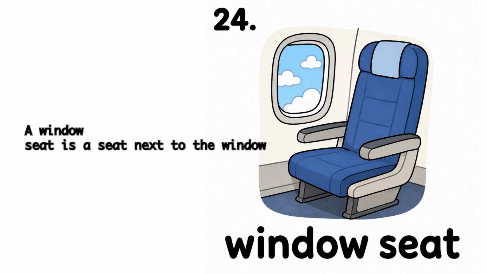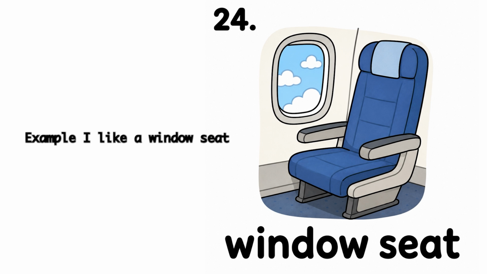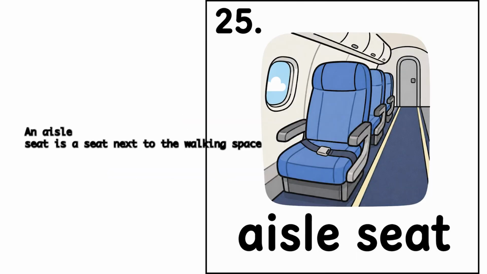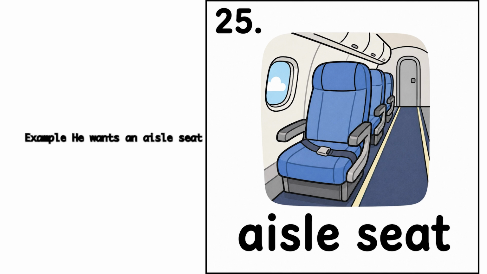Word 24. Window seat. A window seat is a seat next to the window. Example. I like a window seat. Word 25. Aisle seat. An aisle seat is a seat next to the walking space. Example. He wants an aisle seat.